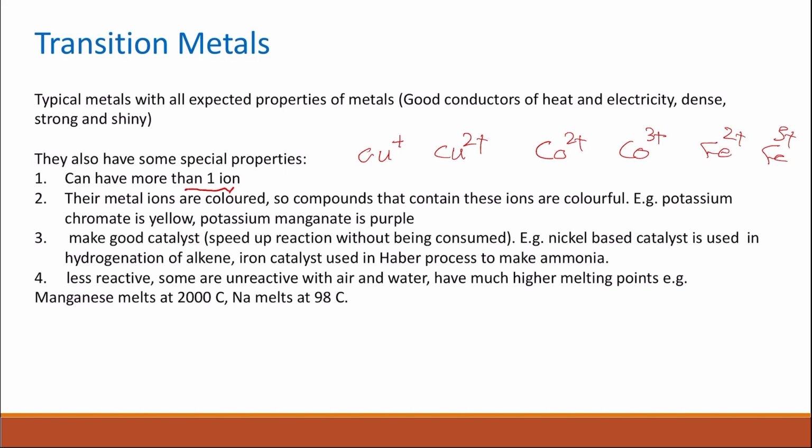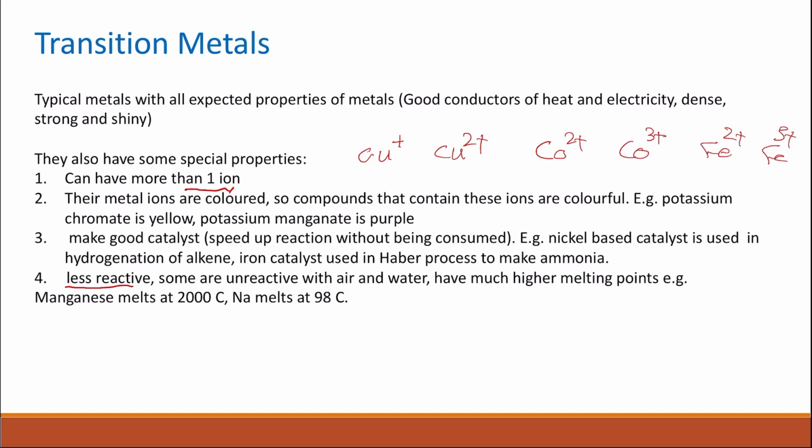Compared to group 1 elements, transition metals are less reactive. Less reactive to the extent that some of them are completely unreactive with air and with water. So if we remember, group 1 elements tend to react quickly with air to give oxides, and with water to give hydroxide and hydrogen. But the transition metals, some of them don't react at all with air and with water.